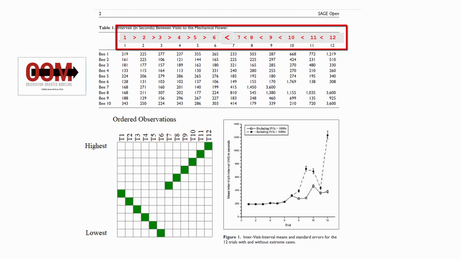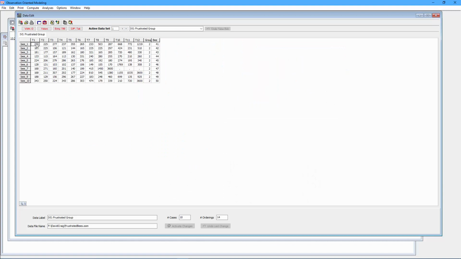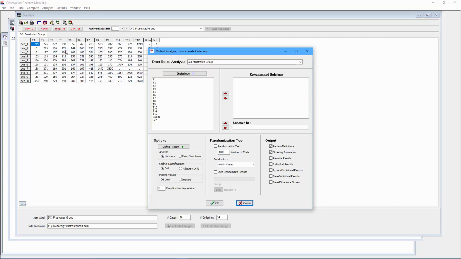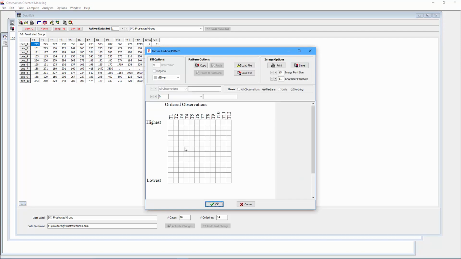So let's now switch over to the software and see how the analysis is conducted. So here we see the 10 Bs and the 12 trials. The analysis we wish to conduct is under Analyses, Ordinal Analysis, and Concatenate Orderings. We can go ahead and move the 12 trials over, like so, and then we can define the pattern. So we'll define the pattern as we saw just a moment ago.